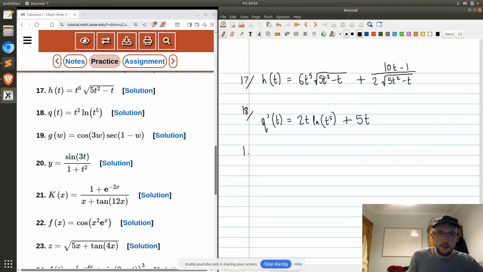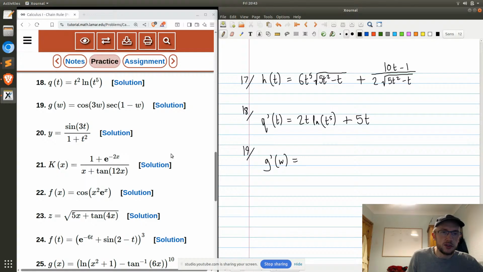19. G of w is cosine of 3w multiplied by sec of 1 minus w. It's another product. So g prime of w must be, differentiate the first one, leave the second one alone. So we have minus 3 sine of 3w. Plus, and now I'm going to have to do this one down here.